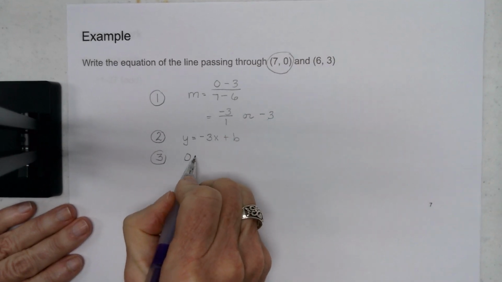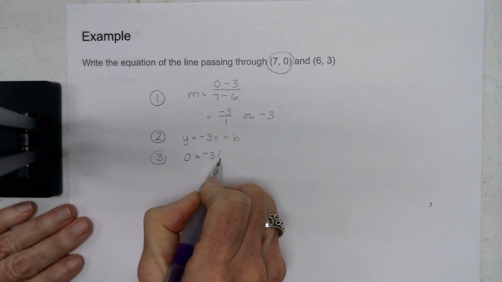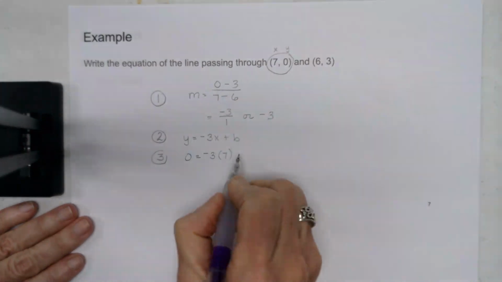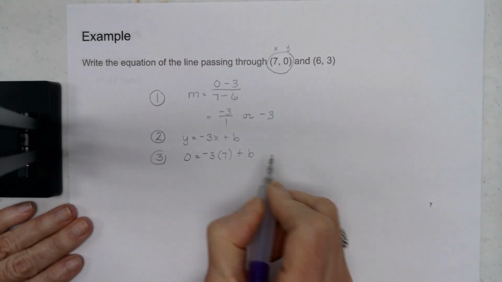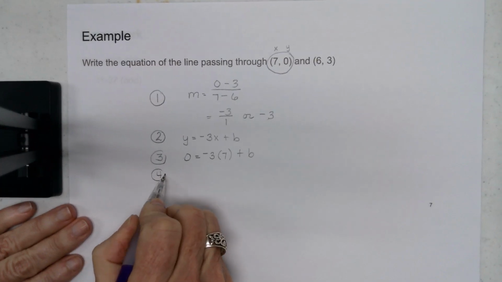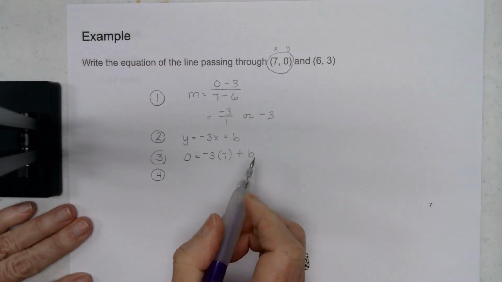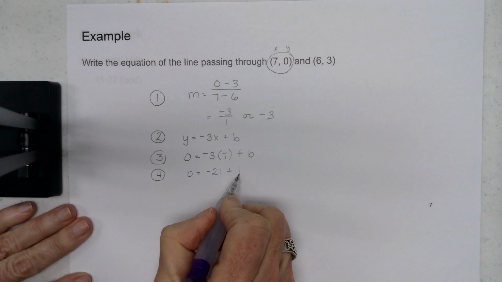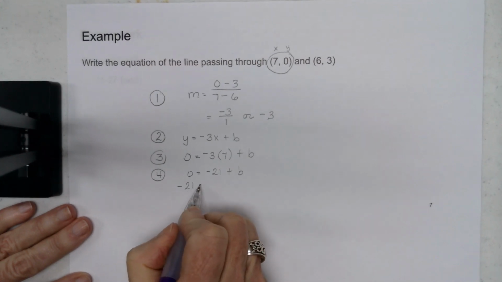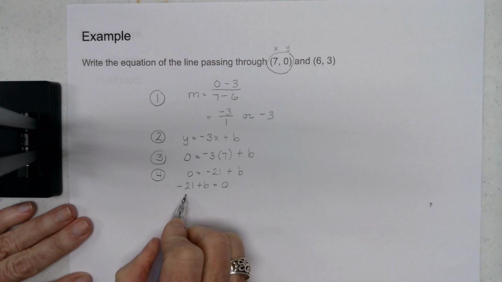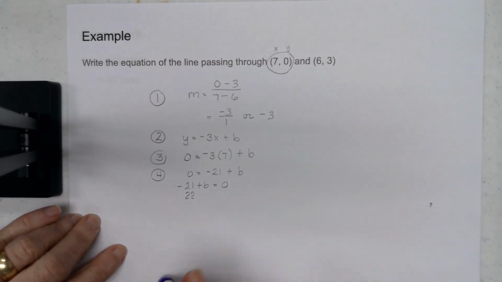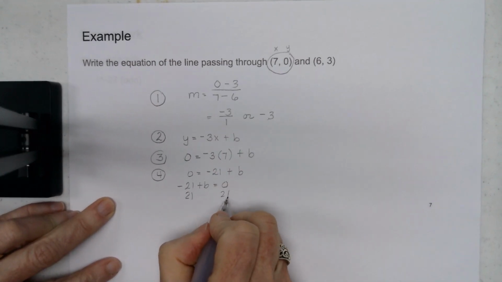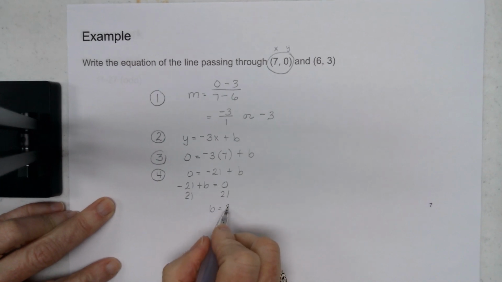So I have 0 = -3 times 7 plus b. This was my y, this was my x. Remember, this is x and y. Then the fourth step is I'm going to solve for the b. So I have 0 = -21 + b. I'll switch the sides, so I have -21 + b = 0. I'm going to add positive 21 to both sides. So I have b = 21.